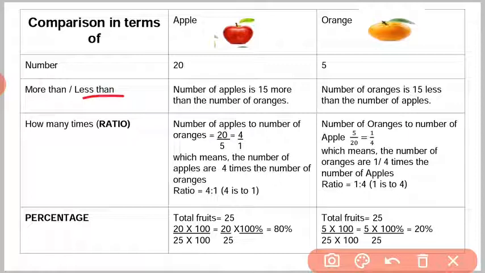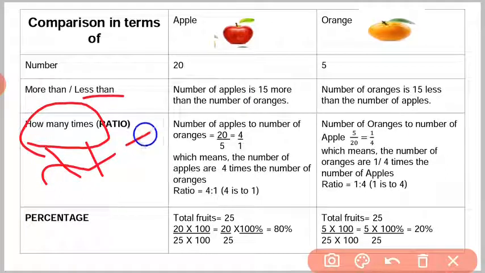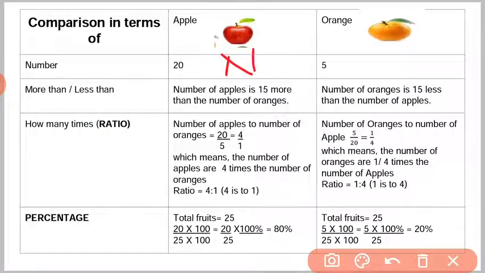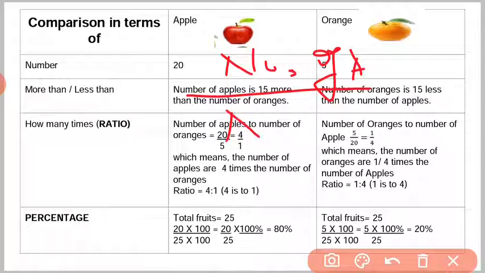Next comparison is based on how many times. This we have studied in class 6th. Comparison in terms of how many times. Whenever there is comparison in terms of how many times, we use ratio. How can we find a ratio? We will take number of apples upon number of oranges.